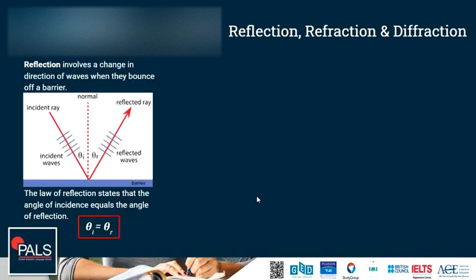Angle of incidence and reflection are measured using the normal line. The normal is constructed by using a 90-degree angle from the surface where the ray hits the barrier.